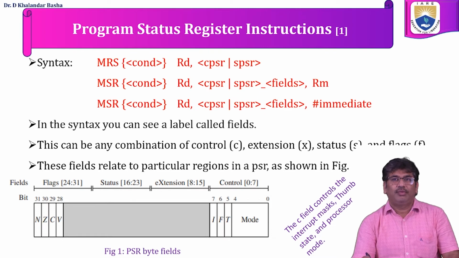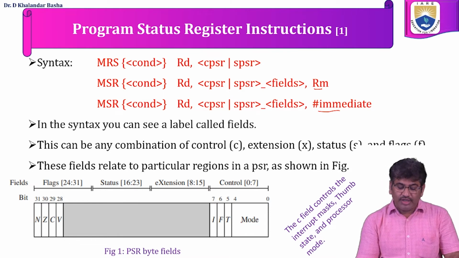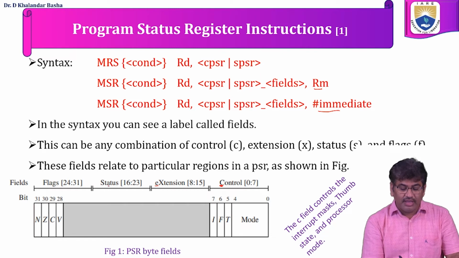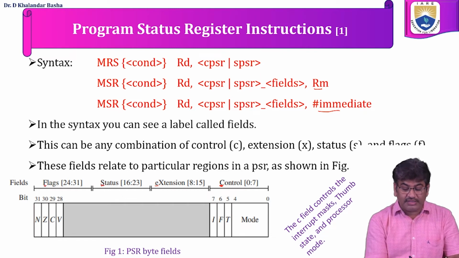The syntaxes for the program status register instructions: MRS, optional condition, Rd, either CPSR or SPSR. MSR, condition, CPSR or SPSR with the fields, and register Rn. Either we can pass through a register or we can pass through immediate data that we want to load. In the syntax, we can see a label called fields. This can be any combination of control or extension X, status S, and flags F.